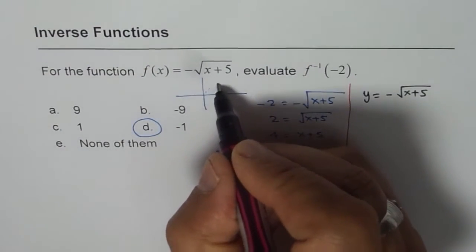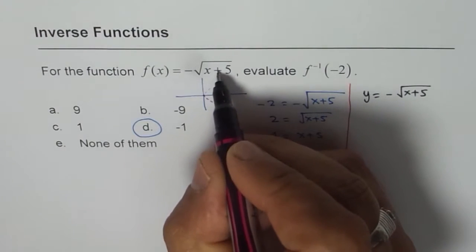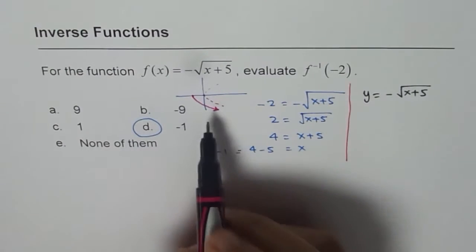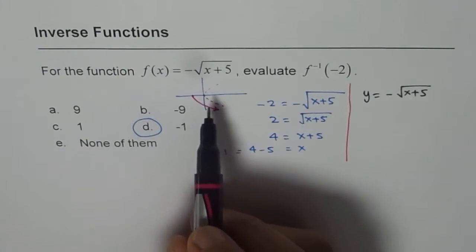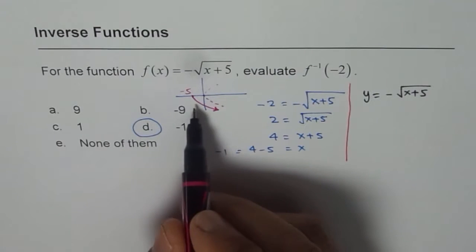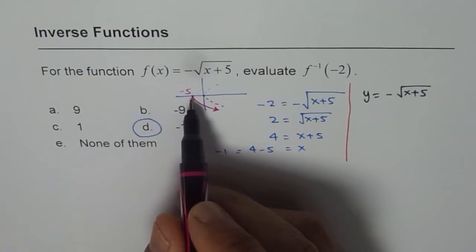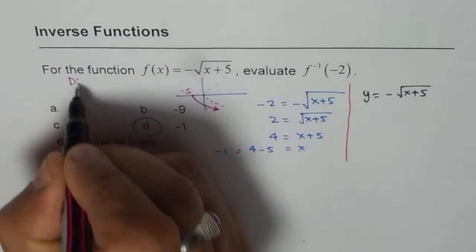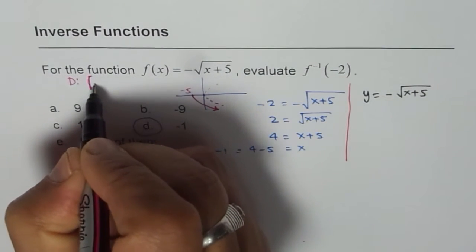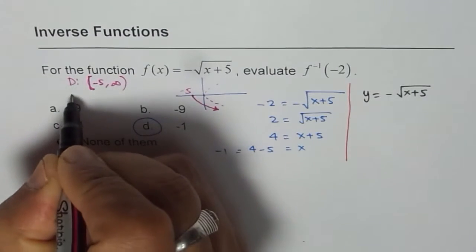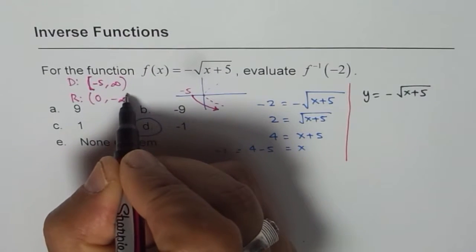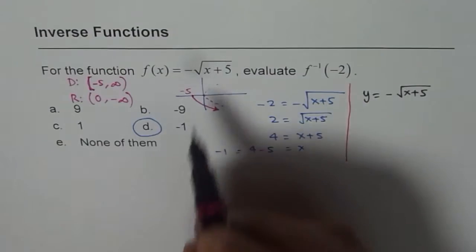Square root x is kind of like this, minus means it goes like this, and plus 5 means it moves 5 units towards the left, and then like this. So what we notice here is that the domain of the function is x greater than or equal to minus 5, and the range is y less than or equal to 0, right? So the domain of the given function is from minus 5 to infinity, and the range for this function is from 0 to minus infinity, correct? That is the domain and range for the given function.